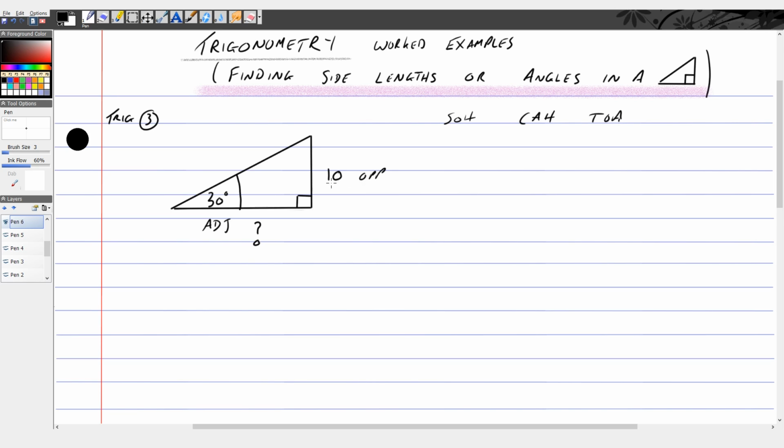or want to know. We know the opposite, so I can put a tick under O there, I can put a tick under O there. We want to know the adjacent, so I put a tick under adjacent and a tick under that adjacent. And the only trig function that deals with opposite and adjacent is tan. So this is a tan question. So what we can say is the tangent, or tan, of 30 degrees equals the opposite length over the adjacent length.